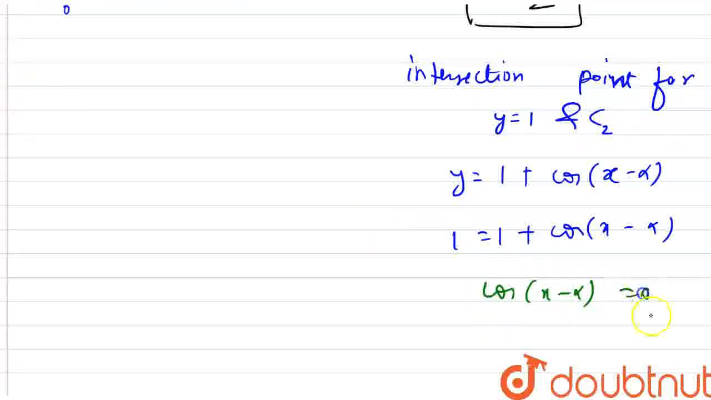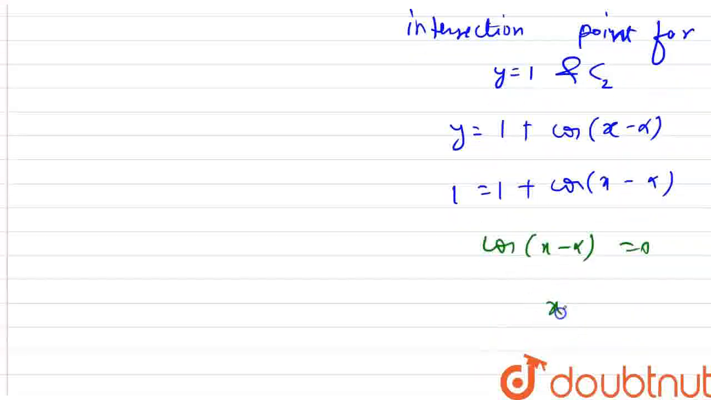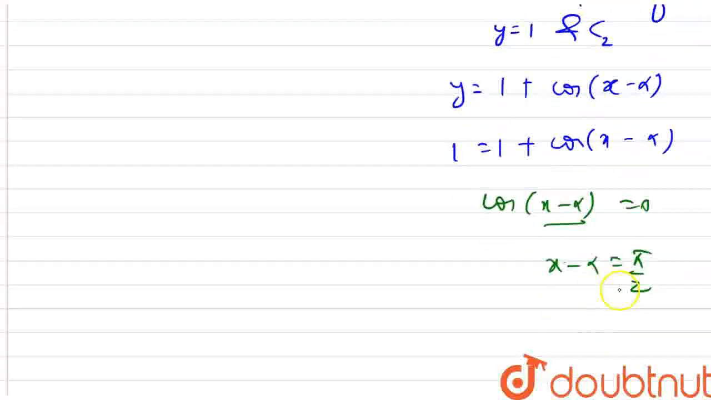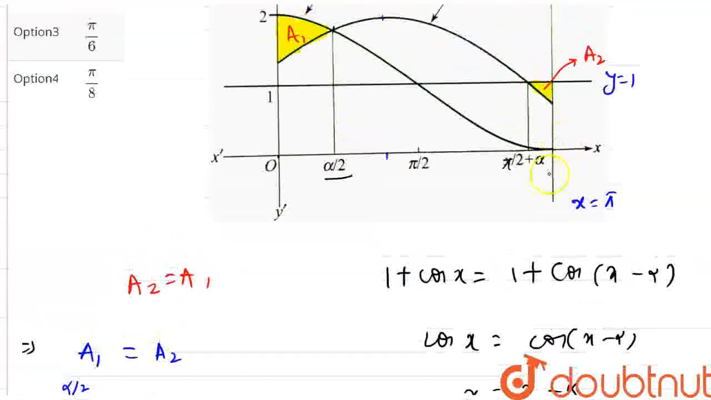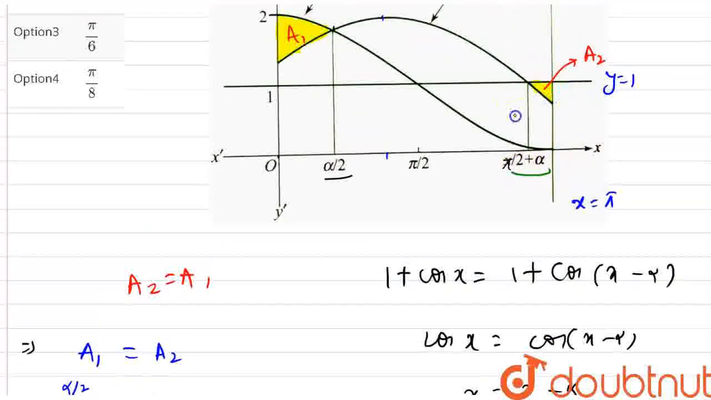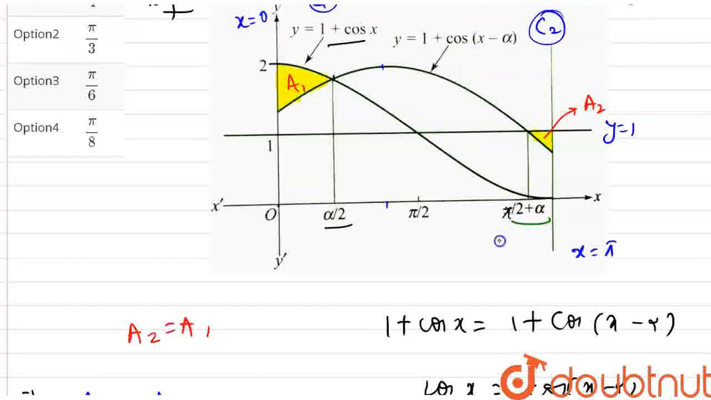x minus alpha equals to 0, and it will be x minus alpha equals to pi by 2. When this is pi by 2, then only this complete cos angle equals to 0. And from here you can see that x equals to pi by 2 plus alpha. So that is how we find this intersection point of y equals to 1 and c2. Now this is pi by 2 plus alpha.